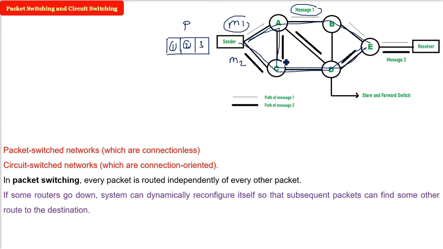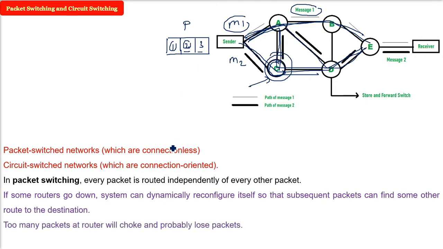Now what is the benefit? If this C router goes down, I showed you 2 and 3 were going through C. But now when some part goes down or the router goes down, the packet switching system will dynamically reconfigure itself so that the next packets, that is if 2 and 3 were supposed to go through C and C is down, can take different routes. They can take this way or this way, the other subsequent packets. Ultimately, they have to reach the destination.